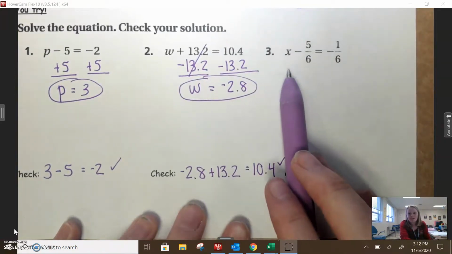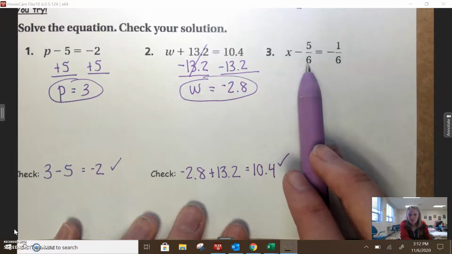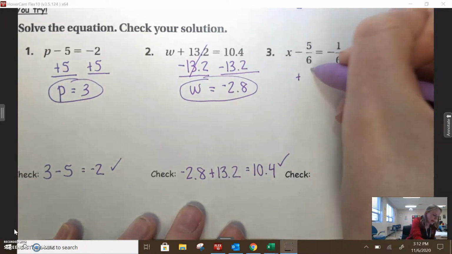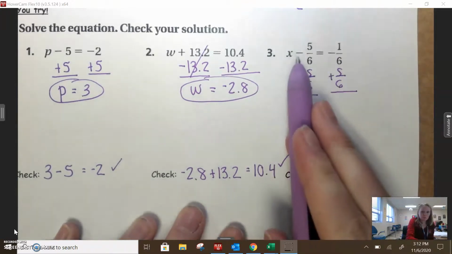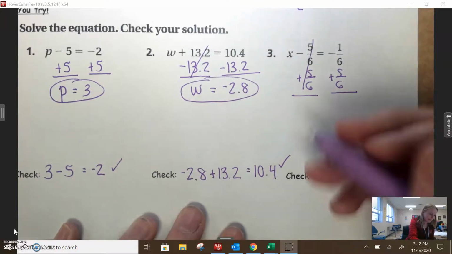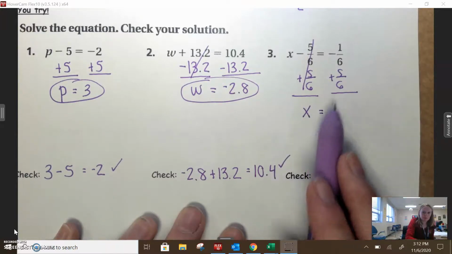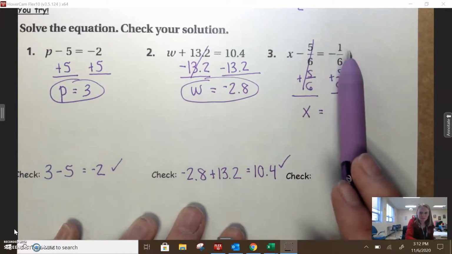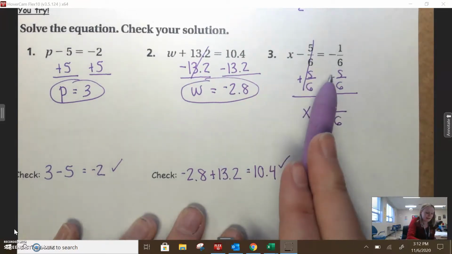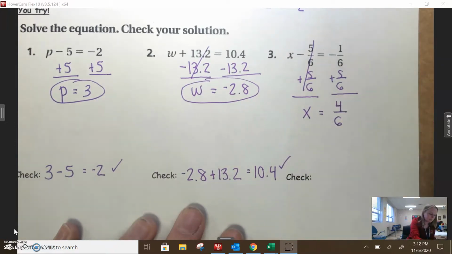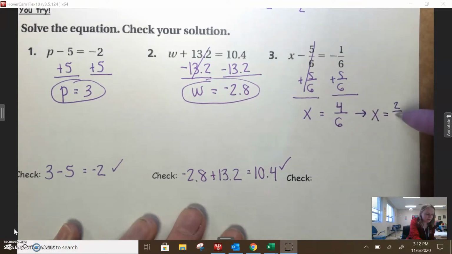Alright, the last one here, once again, we got to get that x by itself. So the opposite of subtracting 5/6, because I need to get that x by itself, is adding 5/6 to both sides. Okay, so negative 5/6 plus 5/6, those cancel out. I'm left with only the x on the left side of the equation. The equal sign stays in the middle. Negative 1/6 plus 5/6, they already have that common denominator, which is great. Negative 1 plus 5 gets me 4. So 4/6 can actually simplify to 2/3.